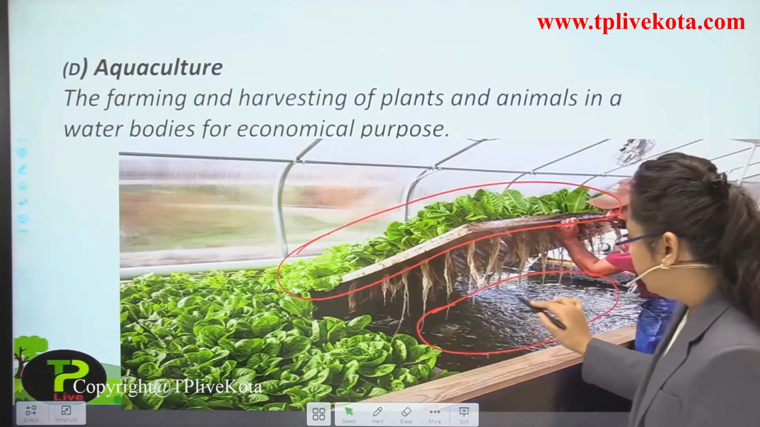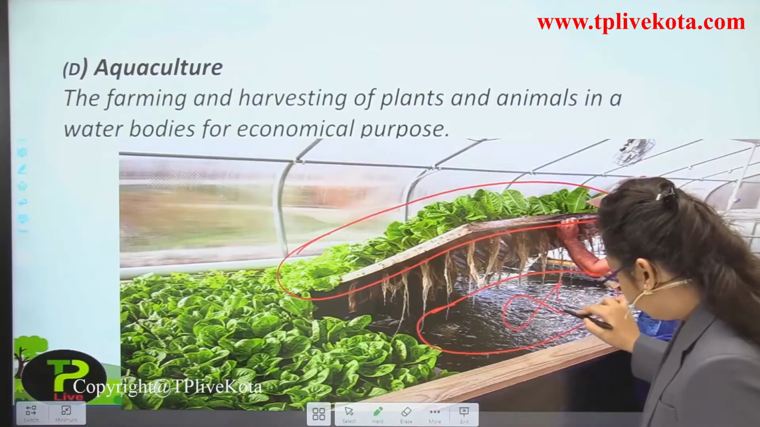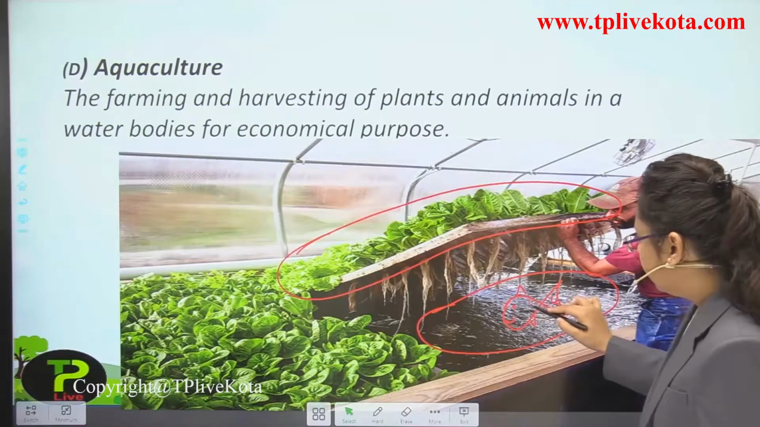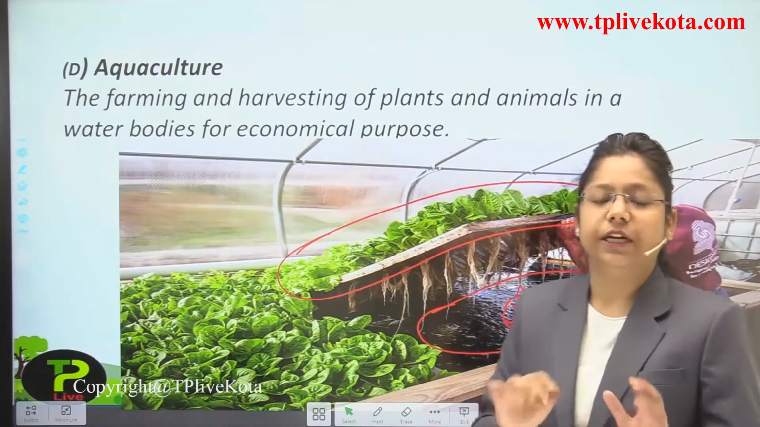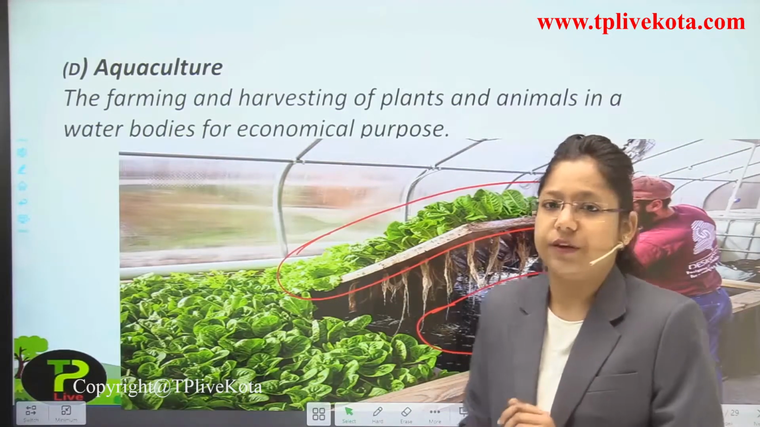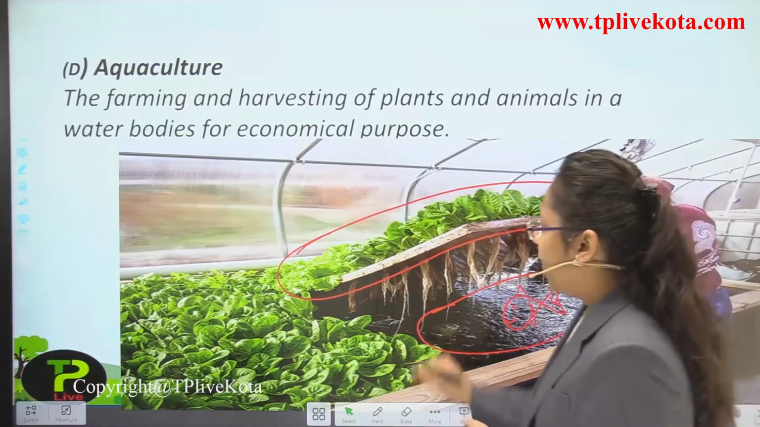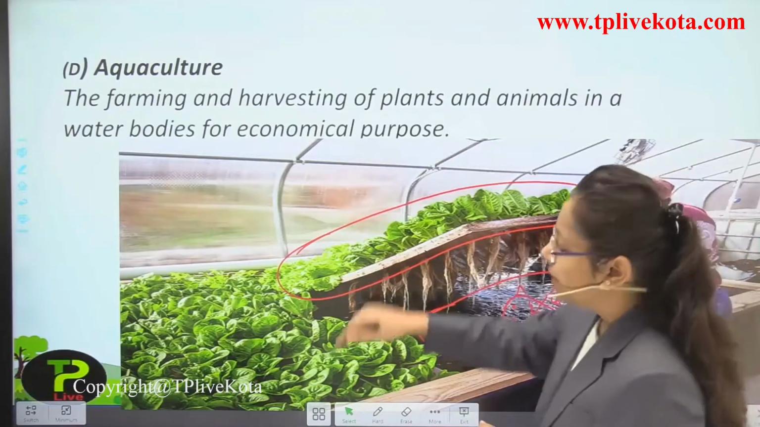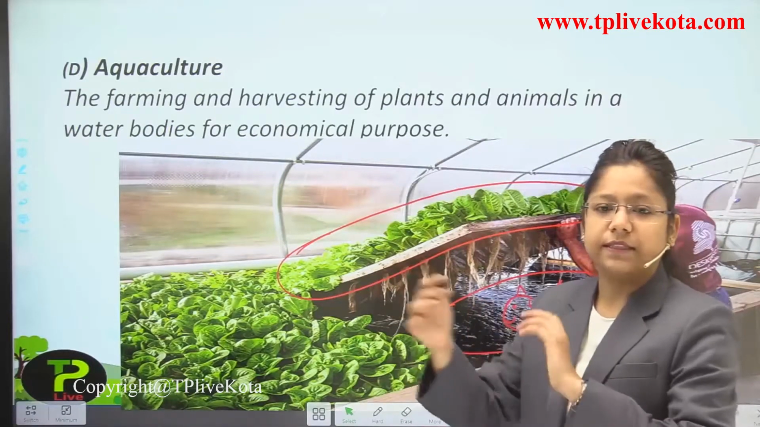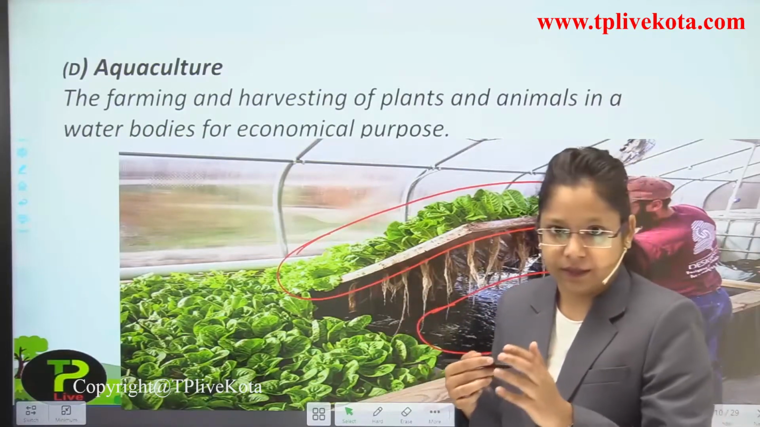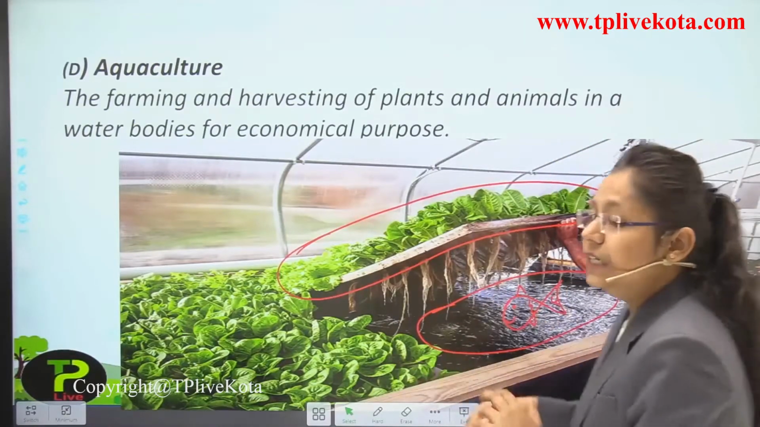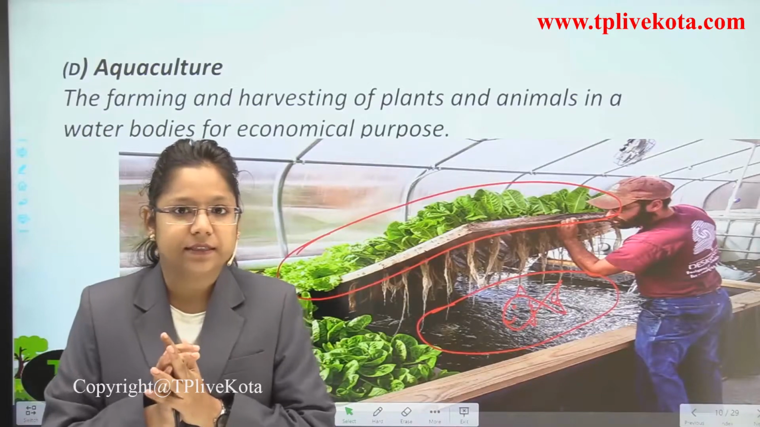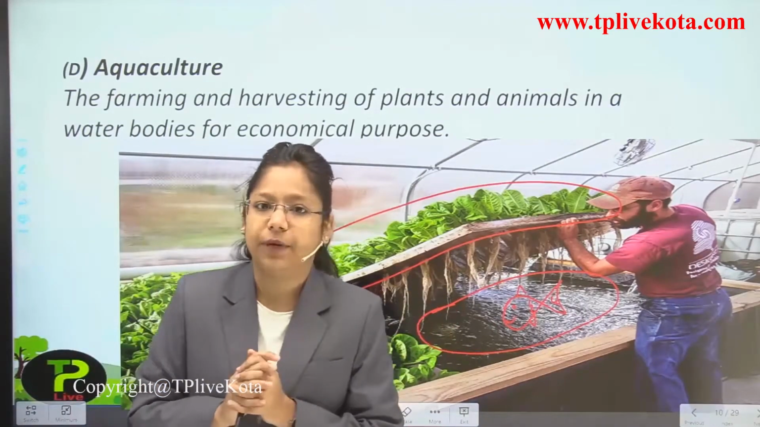Means these, okay, this water has fish content also, means fish are also rearing inside it. Okay, and the water which is being supplied to fishes is supplied to plants also. So both the things are going symbiotically over here. Okay, so this type of cultivation is known as what? Aquaculture. Did you understand this thing? Both the things are going simultaneously.